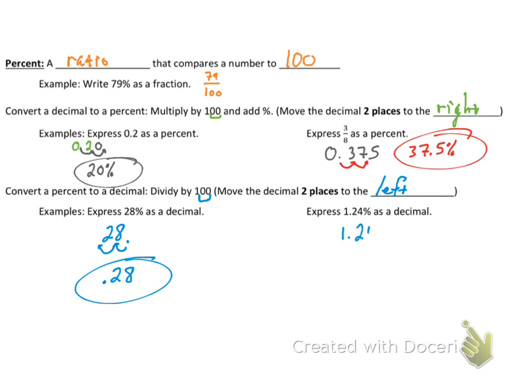What about 1.24% as a decimal? I would move that decimal place 2 places to the left, and that's where my new decimal would be. And then, because there's that open space between the new decimal and the 1, I need to fill that with 0. So my decimal would be 0.0124. So that is how we convert decimals to percentages and vice versa.